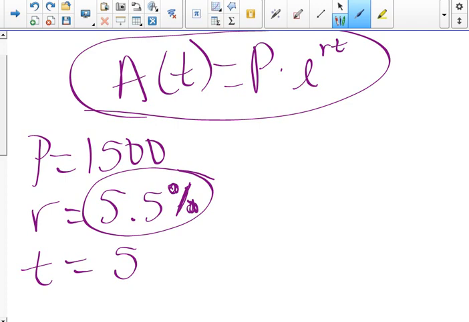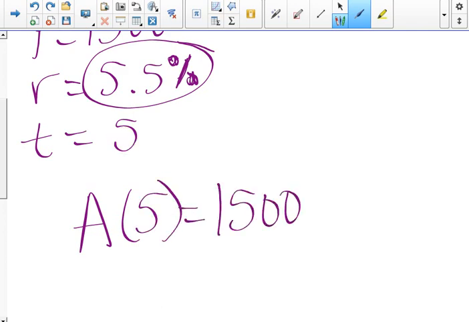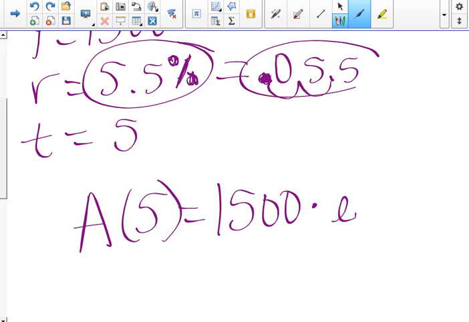All right, 5 years. So now we're going to write our equation. Our A amount after 5 years is equal to our principal, which is 1,500, times e to the rate, which we're going to convert now. So 5.5, we've got to move the decimal 2 places to the left. 1, 2. All right, so our new decimal is going to be there, so we have to add a 0. So our new converted amount is 0.055.